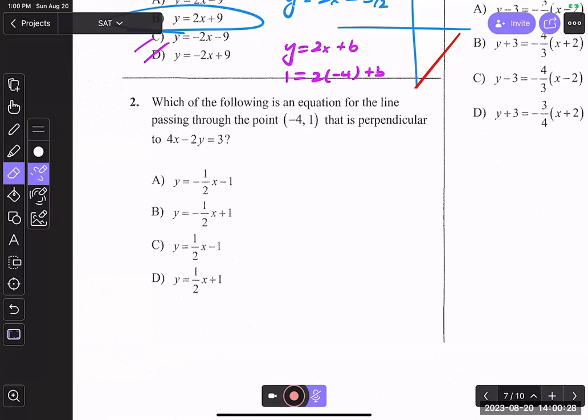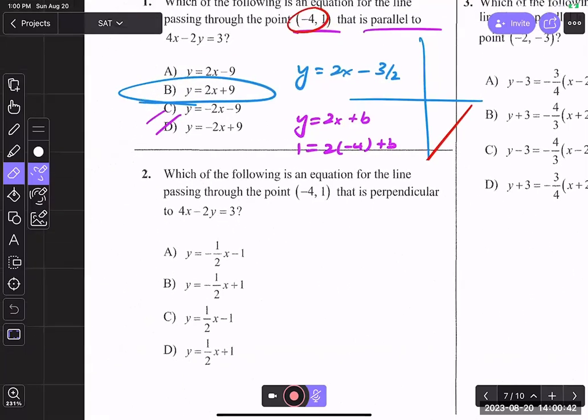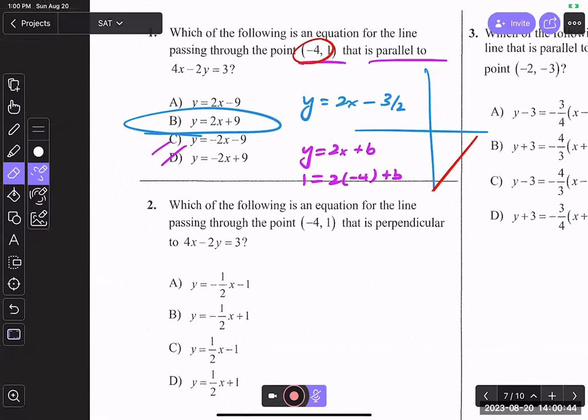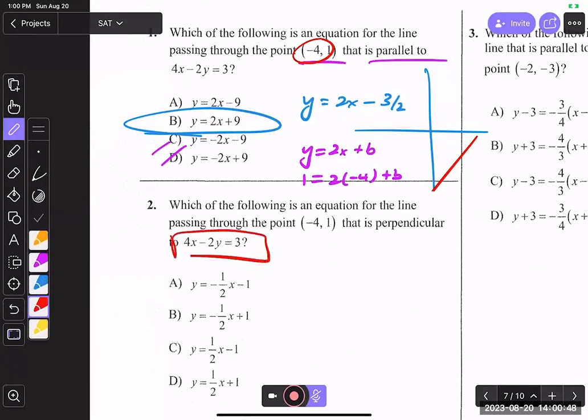Which of the following is an equation for the line passing through the point negative 4, 1 that is perpendicular to 4x minus 2y equals 3? I guess I would first turn 4x minus 2y equals 3 into slope intercept form. Yeah. So again, same exact first step, but we've already done that before, so we'll just copy the answer here. So y equals 2x minus 3 over 2.